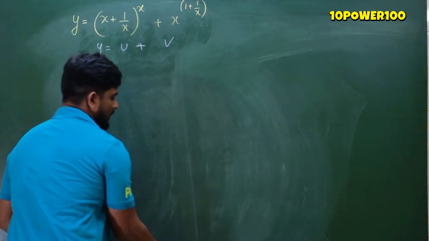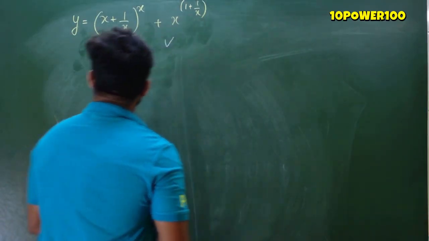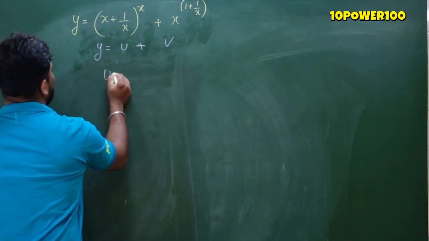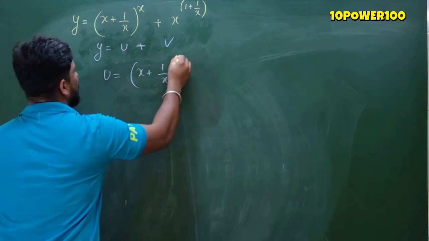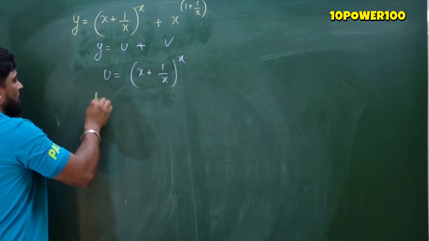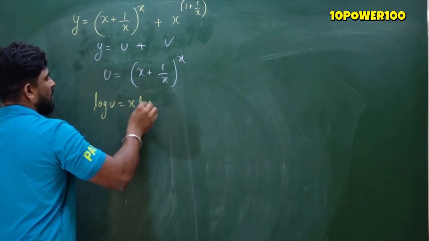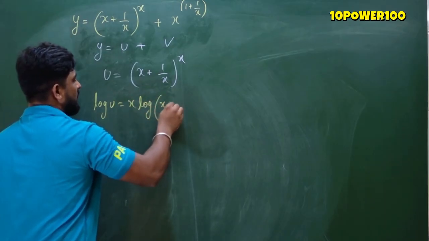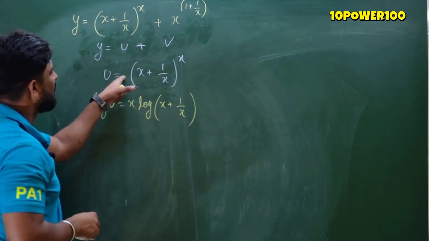Okay, so I'll differentiate u and then I'll go for v differentiation. Let's take u is equal to (x plus 1 by x) whole to the power x. So log on both sides. So log u is equal to x log of (x plus 1 by x). So x came here after taking log.